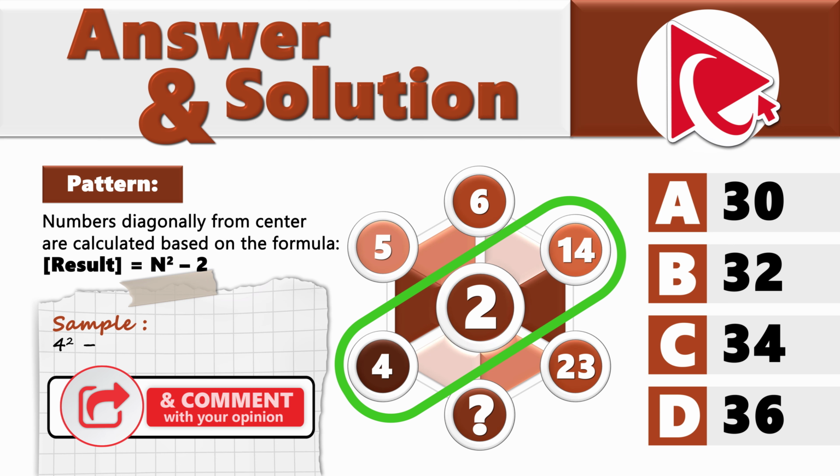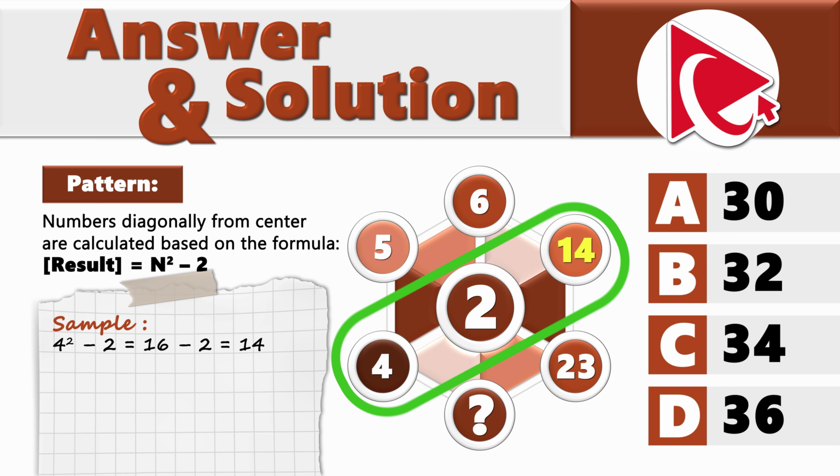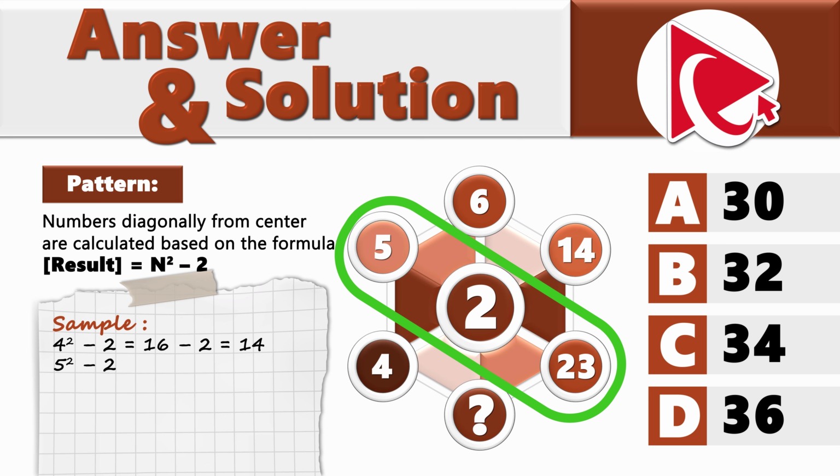4 to the power of 2 minus 2 equals 16 minus 2, which equals 14. So the number across from 4 on the other side is 14. 5 to the power of 2 equals 25, minus 2 equals 23. The number across from 5 on the other side is 23.